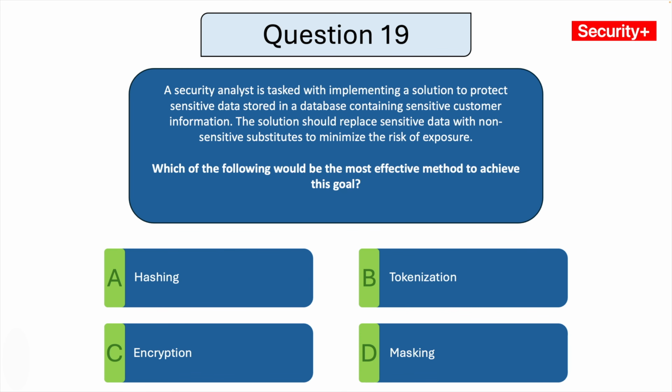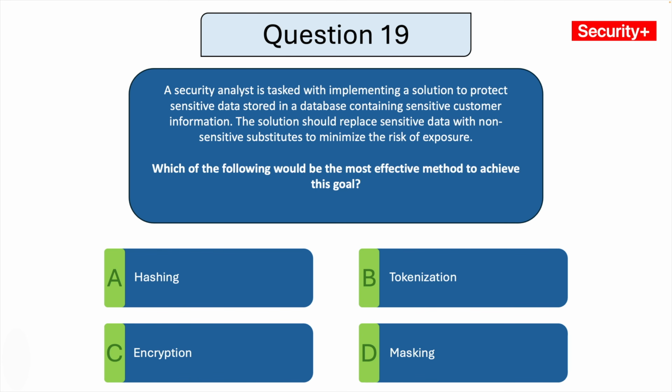Question 19. A security analyst is tasked with implementing a solution to protect sensitive data stored in a database containing sensitive customer information. The solution should replace sensitive data with non-sensitive substitutes to minimize the risk of exposure. Which of the following would be the most effective method to achieve this goal? A. Hashing. B. Tokenization. C. Encryption. Or D. Masking.